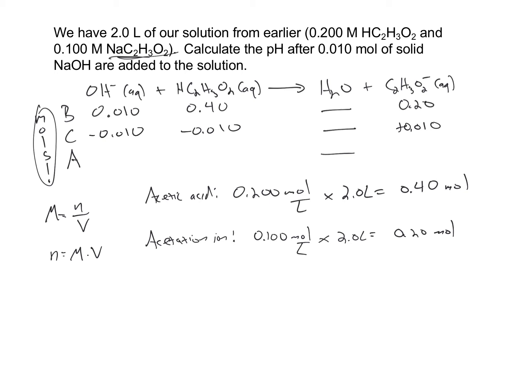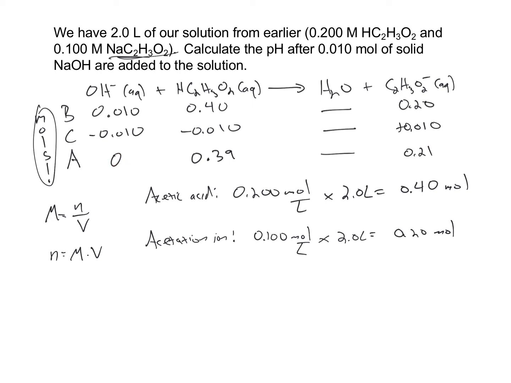And so then after that stoichiometry reaction is finished, we'll have no hydroxide, we'll have 0.39 moles of acetic acid, and 0.21 moles of acetate ion. And at this point, I still have a buffer, right? I still have a weak acid present and its conjugate base. There's no strong base left over.